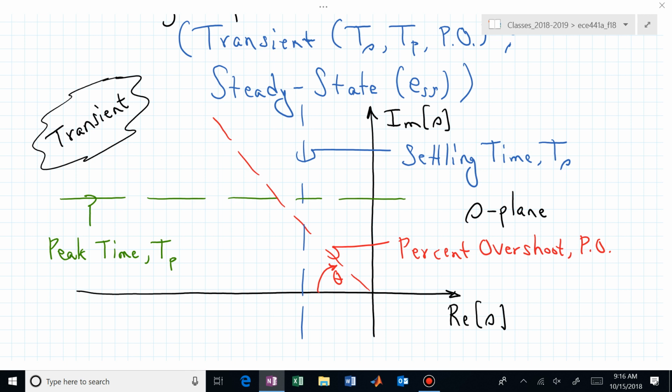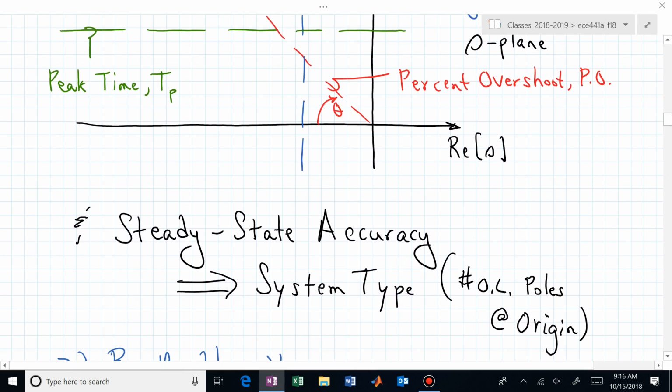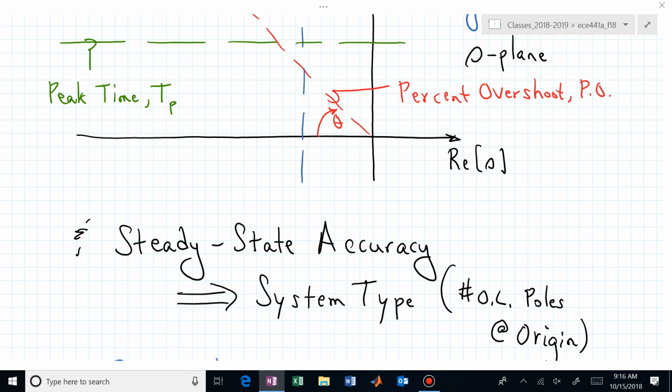What else do we have in terms of performance? We have steady state accuracy. And there's a trade-off between your transient behavior and how your system is behaving in steady state. You may tolerate a slower approach to your final values if that produces a much smaller steady state error. And steady state error is connected with system type. Is it clear what I mean by system type?